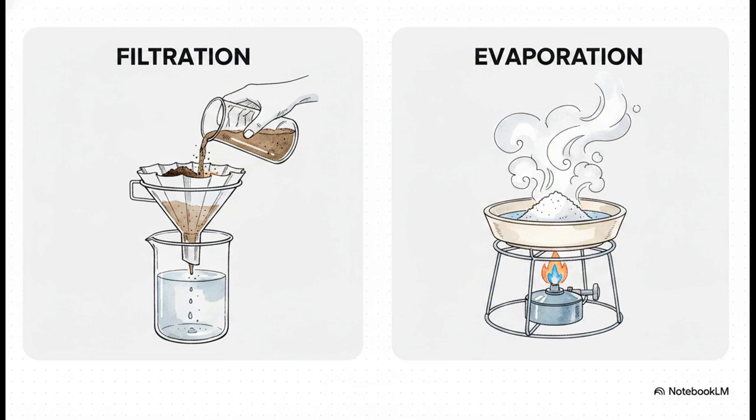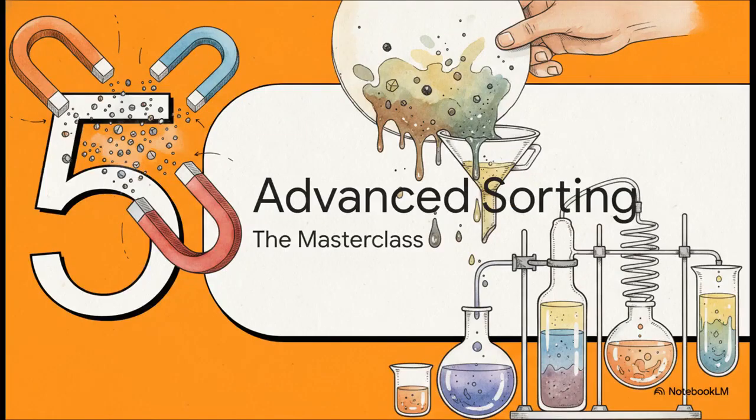We pour the mixture through filter paper, the liquid passes right through as filtrate, and the solid is trapped behind as a residue. But what if the solid did dissolve, like salt in ocean water? For that, we use evaporation. We just crank up the heat until the liquid boils away completely into vapor, leaving our solid salt safely behind in the dish. Time to level up.